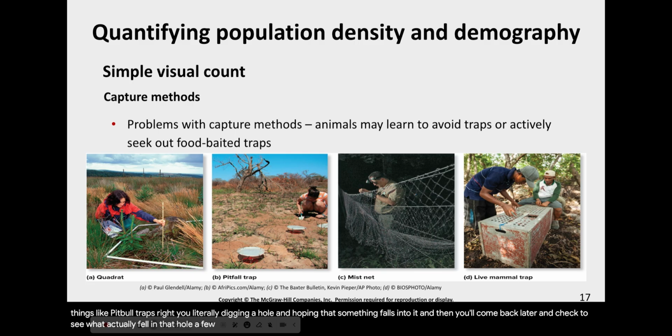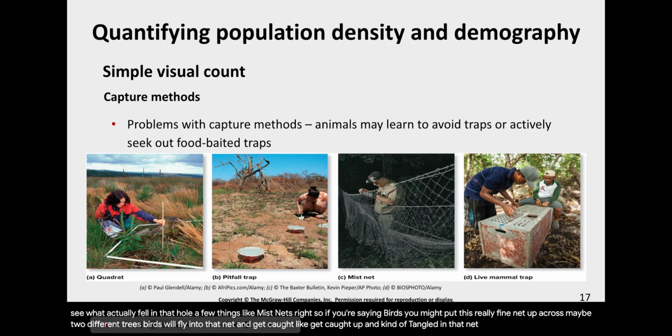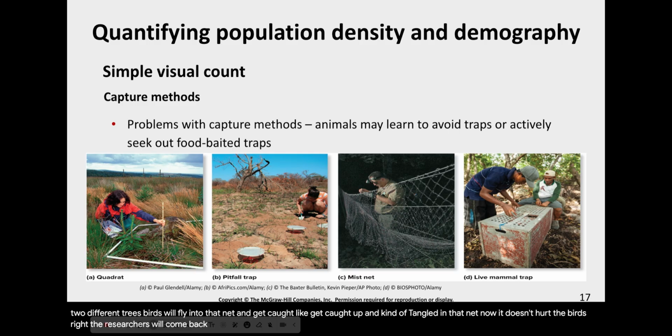It could be things like mist nets. If you're studying birds, you might put this really fine net up across maybe 2 different trees. Birds will fly into that net and get caught up and tangled in it. Now it doesn't hurt the birds. The researchers will come back, untangle the birds, likely band them with some sort of ID around their legs, and then release them again.